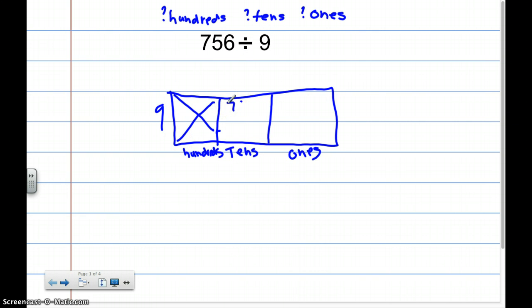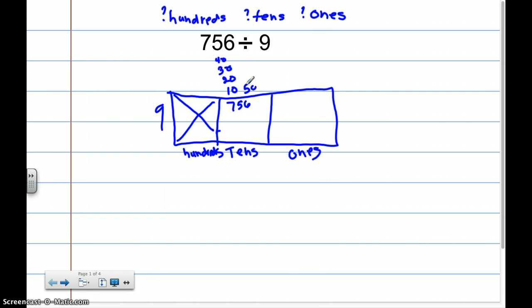So I'm going to write 756 in this box. And I want to see how many times does 9 go into 756. I know that 9 times 10 is 90. I know I can do bigger than that. 9 times 20 is 180 because 9 times 2 is 18. Put a 0 on the end, that's 180. 9 times 30, that's going to be 270. 9 times this 40, well, 9 times 4 is 36. Put a 0 on the end, that's 360.